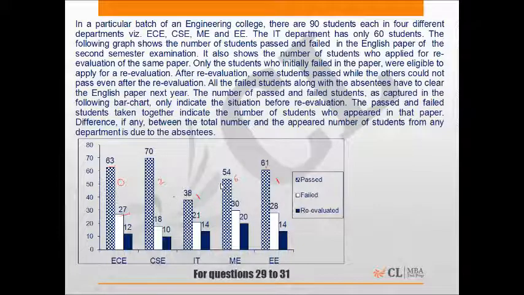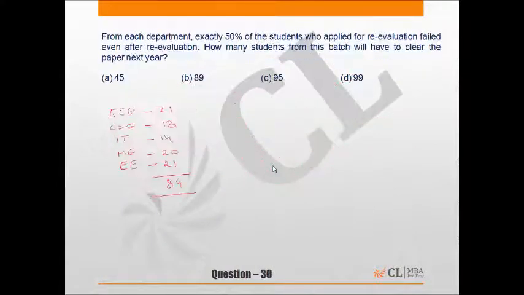So 2 plus 1, 3 plus 6, 9 plus 1, 10. In all, there are 10 absentees. So I can say that 89 plus 10, that is 99 students have to appear for the examination next year. Answer is option D.